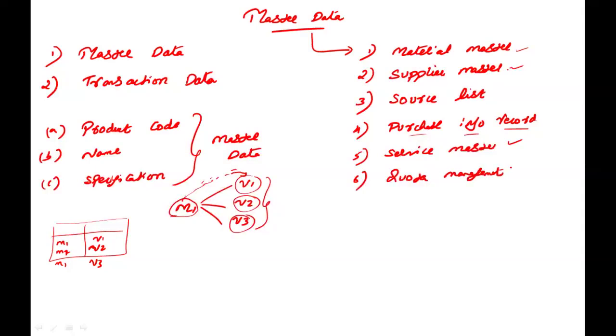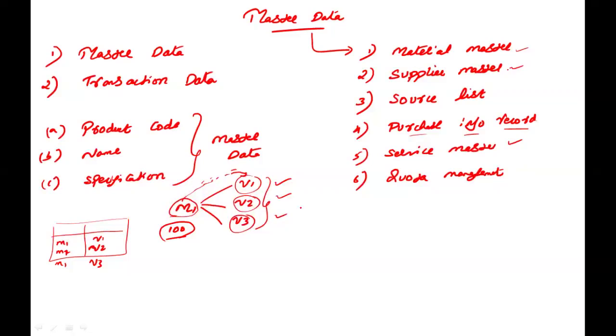Quota management is nothing but dividing the purchase among different vendors. So if you need 100 pieces of material M1, you are not going to buy from a single vendor. You are going to divide the quantity into 3 parts and place an order with these 3 vendors. That is quota management.